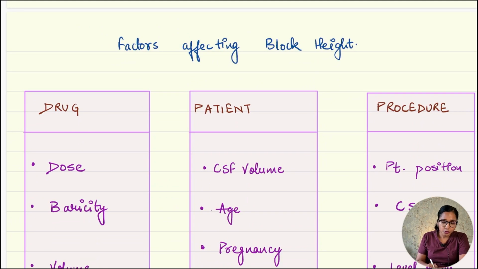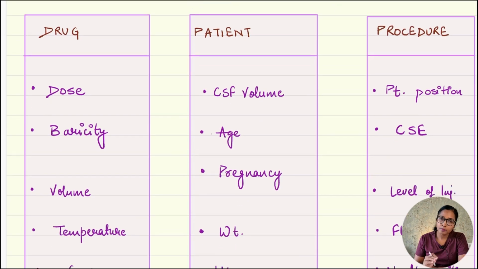Now coming to the most important topic of this class: factors affecting block height. We need to understand them because they will help us attain a desired block height for a desired duration. There are three most important factors: one is drug, second is patient factors, and third is procedure factors.